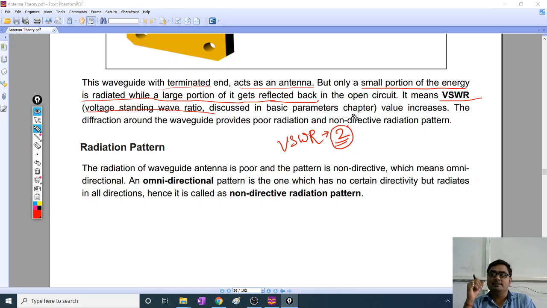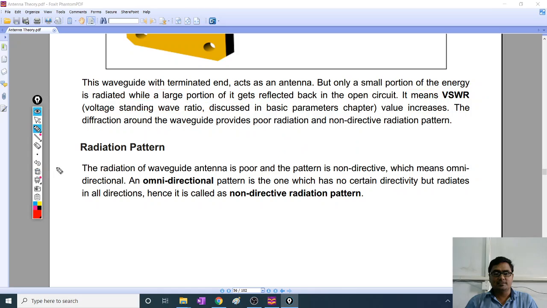So in the waveguide antenna, VSWR is large because of large reflection. Large reflection, small amount of transmission, but transmission is there, and that is good as compared to the 2-wire transmission line. So the value of VSWR is high. It means what? Diffraction around the waveguide is there. Obviously VSWR is there means diffraction is there, and that's why poor radiation is there. And when there is poor radiation, it means the radiation pattern is non-directive. Look at this, the radiation pattern is purely non-directive.